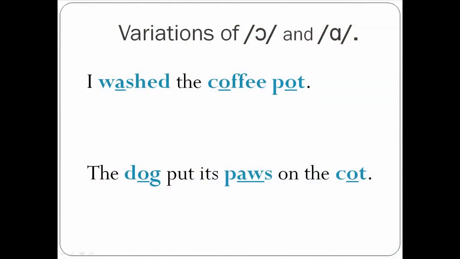Let me try to demonstrate the variations of aw and ah. Look at the first sentence, and I'll read it so that the words in blue all have the same sound. I washed the coffee pot. Washed, coffee, pot. I washed the coffee pot.